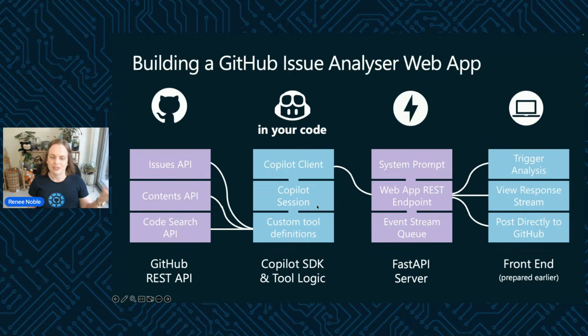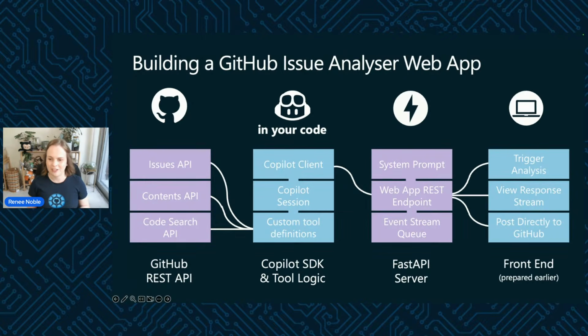client and that session that we've created in the backend through this FastAPI server, which of course is called from the front end. As we saw when we clicked that analyze button, we can trigger that analysis. We can see the different parts of the streamed response with the different tool calls coming in. And then we had that final button where we can post it directly back to our GitHub issue.